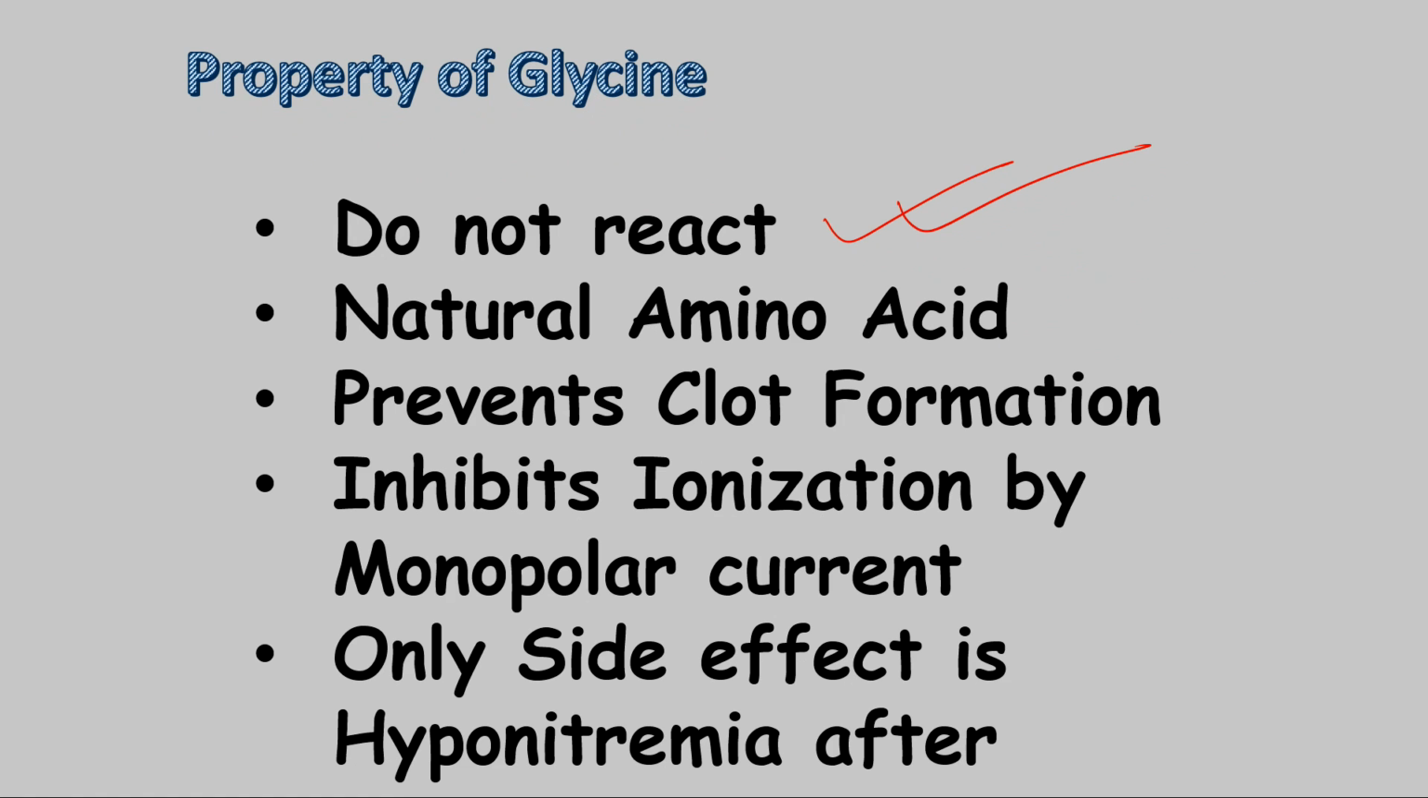So humans cannot survive if they have an allergy to glycine, because glycine is an essential, natural amino acid. Another big advantage is that it prevents clot formation. Glycine is used by many hematologists to keep the blood unclotted. If you take 10 ml blood and put 1 ml glycine, the blood will not coagulate. They use it to preserve the blood.